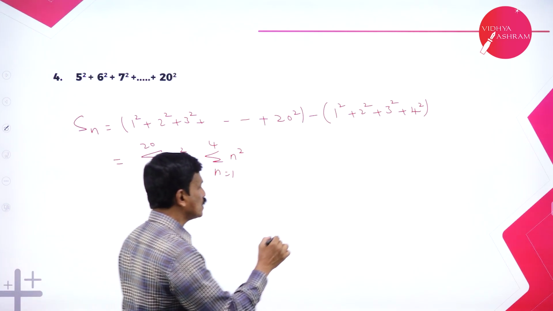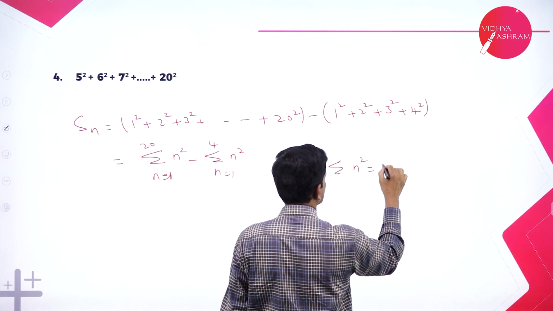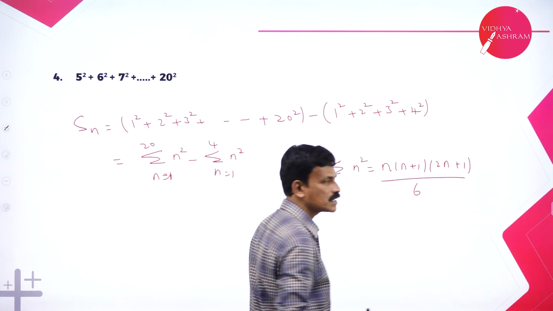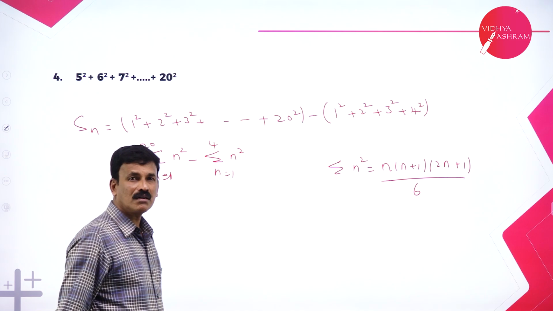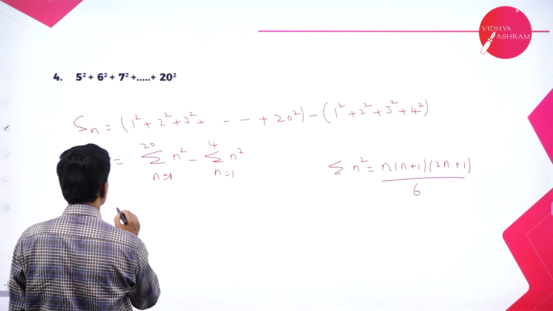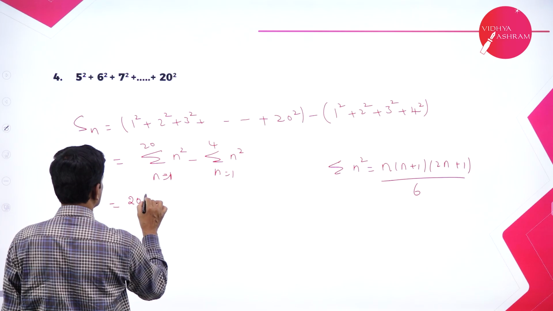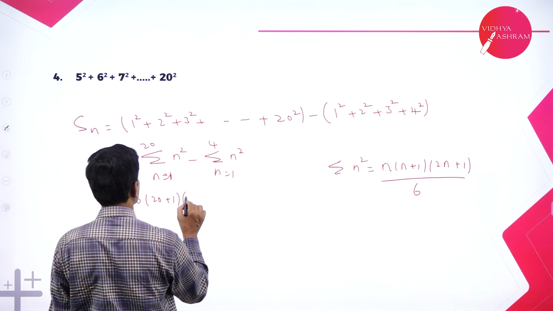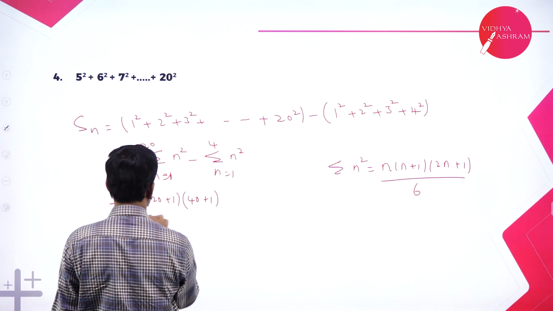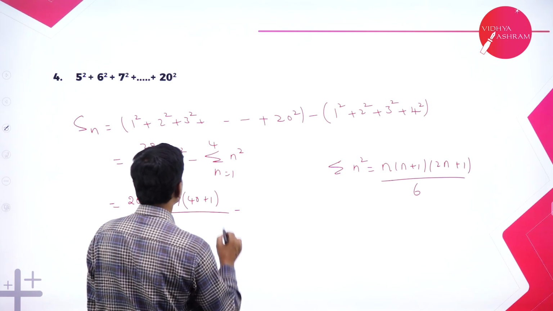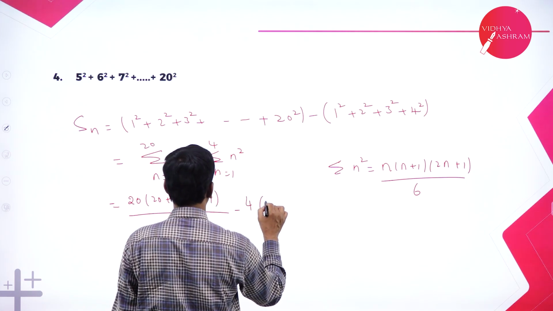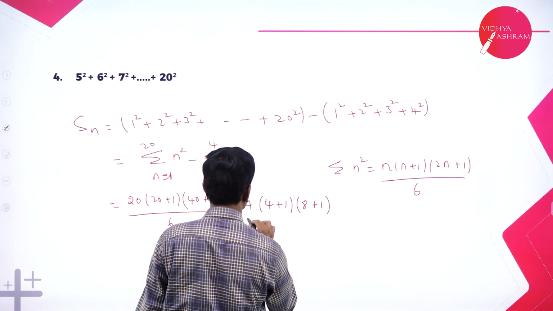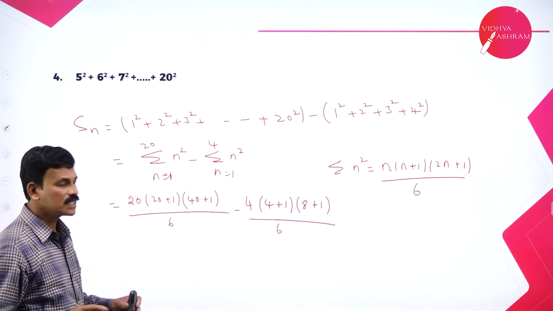So, what is the formula for sigma n square? We know sigma n square is equal to n into n plus 1 into 2n plus 1 divided by 6. Substitute and get the answer. What is n here? n is equal to 20. So, n is 20 into 20 plus 1, n into n plus 1 into 2n plus 1, 2 into 20 is 40 plus 1, divided by 6, minus n is 4 into 4 plus 1 into 4 into 2 is 8 plus 1, divided by 6. Now, listen, very simple concept.